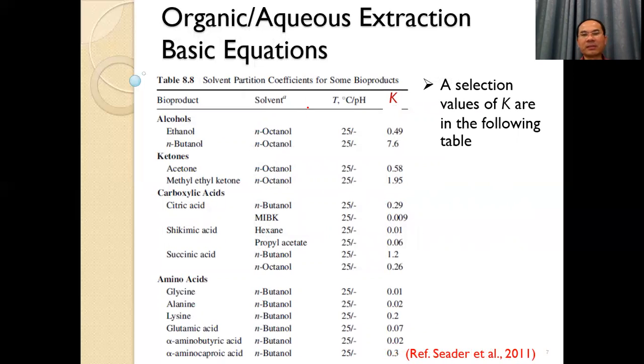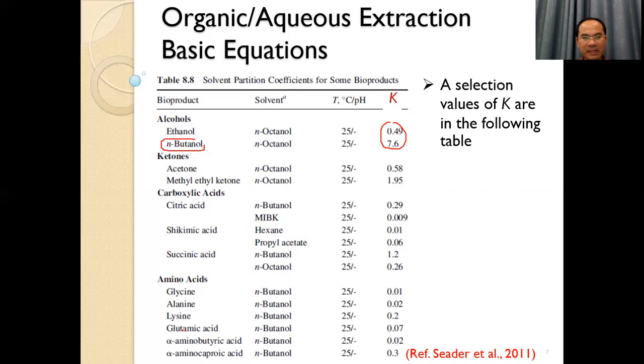And this table shows you some examples of K values, the partition coefficient, for some bioproducts. For example, ethanol and N-butanol. In this case, if we use octanol as the solvent to extract ethanol and butanol, as can be seen at 25 degrees Celsius, this K value shows that octanol is better for butanol. That's why we can separate N-butanol, or normal butanol, more easily than ethanol, because its K value is higher than that of ethanol.